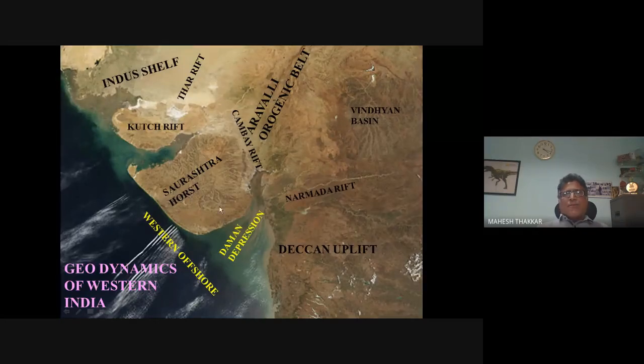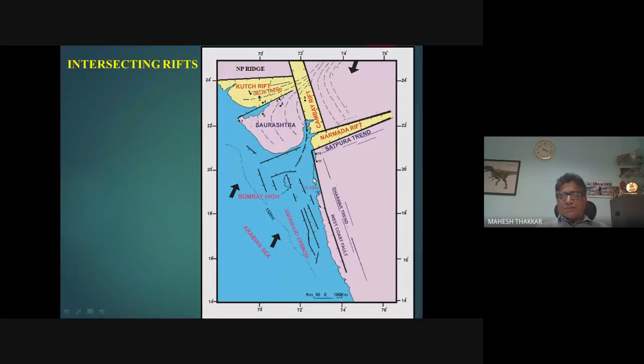So just to compare the size and the time period in which different rift systems formed in Western India, this particular work was actually done long back in 1987 by Dr. Biswas. Look at this Kachchh rift in relation to the K.S.K.V rift and the Narmada rift.